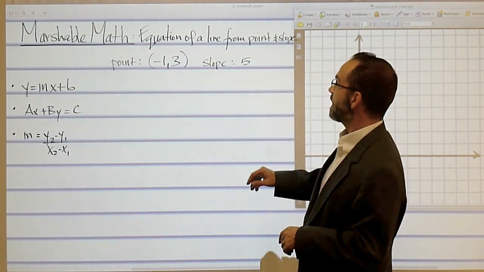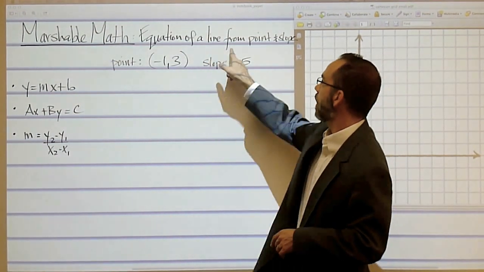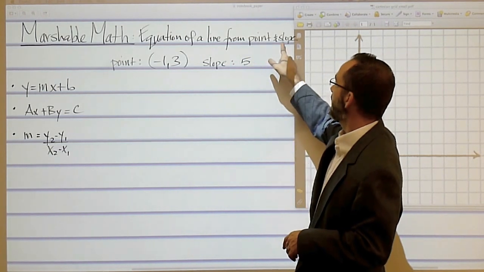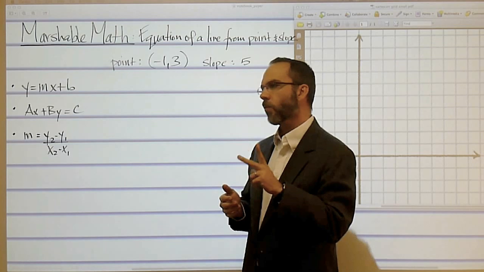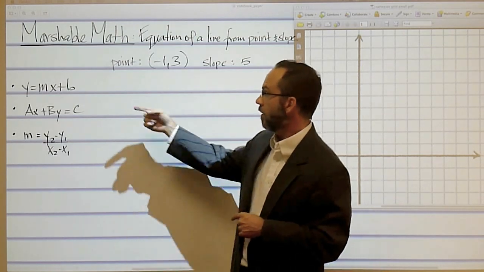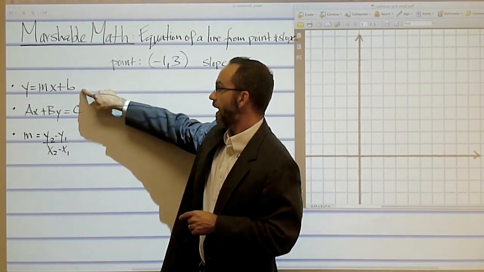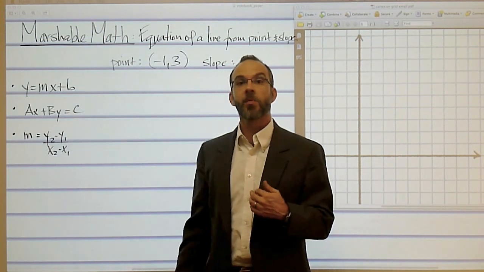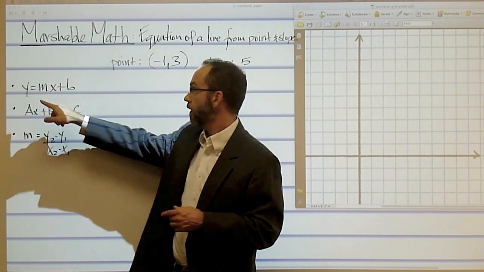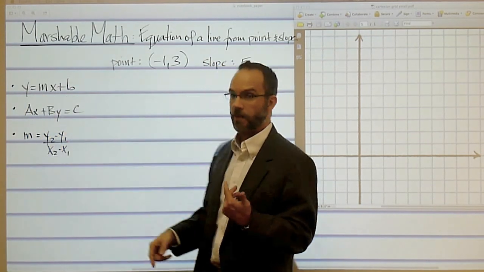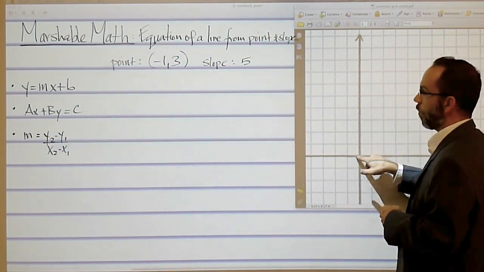Today we're going to be discussing how to write an equation of a line from knowing a point and a slope. So recall, there are two different ways to express the equation of a line. The first one here is y is equal to mx plus b. That's called the slope-intercept form because the m value is the slope of the line and the b value is the y-intercept. Remember, that's where it crosses the y-axis.